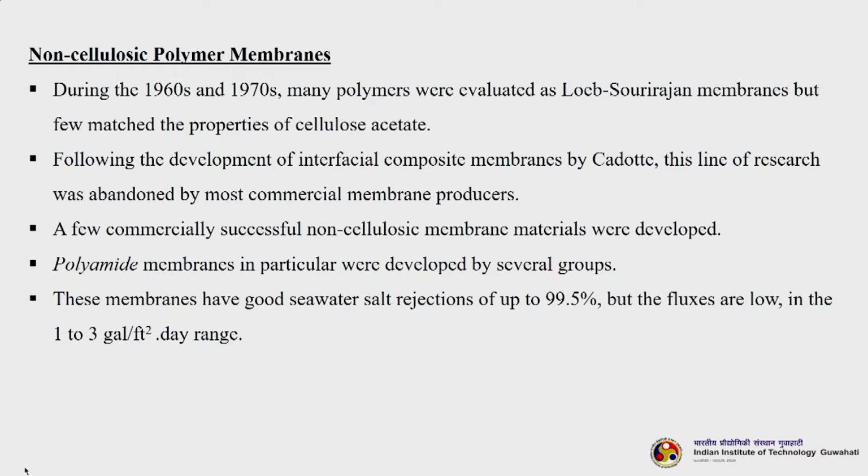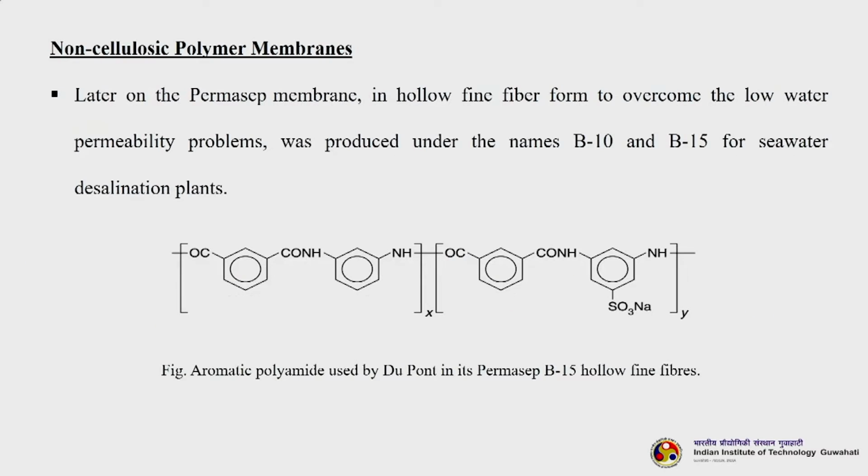Polyamide is one such membrane material, which is widely used and developed by several membrane manufacturers. These membranes have good seawater salt rejection of up to almost 99.5%, but the fluxes are very low, in the range of 1 to 3 gallons per square foot per day. Due to the extremely low flux, these non-cellulosic membrane materials have not gained much importance in preparing RO membranes.